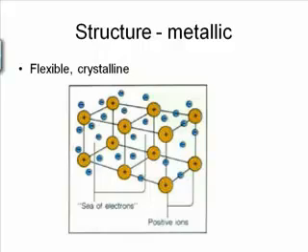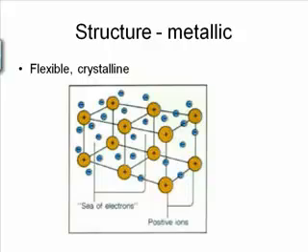The structure of metallics, they are flexible and crystalline. By the word crystalline, normally people think of brittle crystals, and so you're going, what does that mean with a metal? Well, crystalline really means we have a repeating arrangement of these atoms, an ordered arrangement, rather than just a random arrangement. So it has an ordered arrangement and it's flexible.